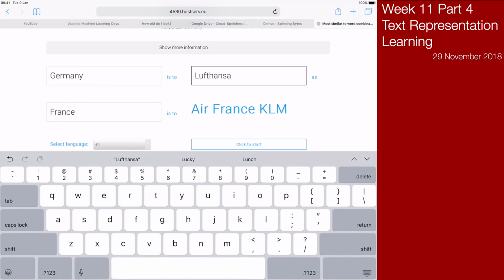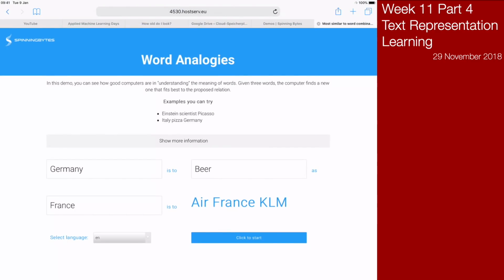Okay, what else do you want to do? I can do beer is to Germany. What is it to France? I am surprised this actually worked. Anything else? I'm open to your suggestions. You can change everything. It doesn't have to be about countries. It can be about anything.